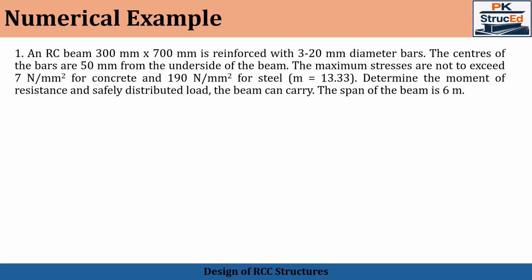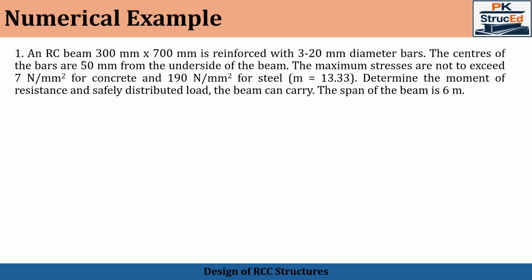Let us begin with numerical example 1. Here, an RC beam 300 mm by 700 mm is reinforced with 3 20 mm diameter bars. The centers of the bars are 50 mm from the underside of the beam. The maximum stresses are not to exceed 7 Newton per mm square for concrete and 190 Newton per mm square for steel, with a modular ratio given as 13.33. Determine the moment of resistance and safely distributed load the beam can carry. The span of the beam is 6 meter.